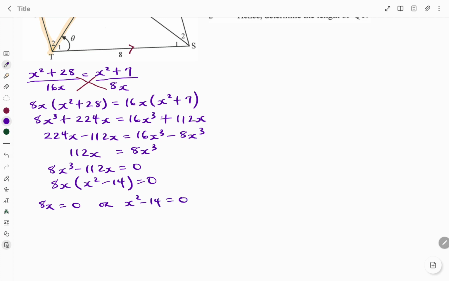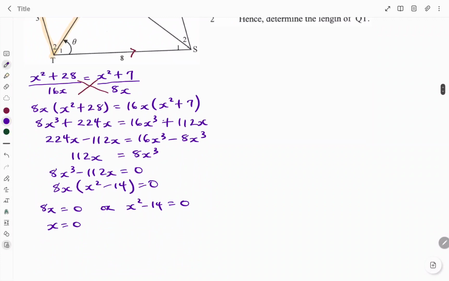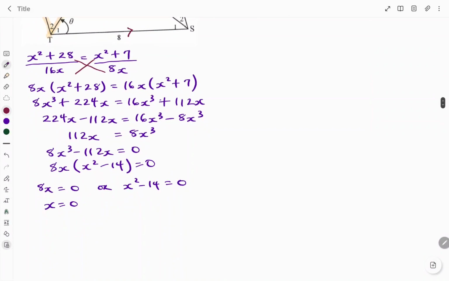On my left hand side, I'm going to have x equals 0, but remember, x is the length of one of the sides, so therefore I cannot have x equal to 0. But on my right hand side, I have x squared equals 14, and to find the value of x, I'm going to find the square root of both sides. So I have x equals root 14 units.